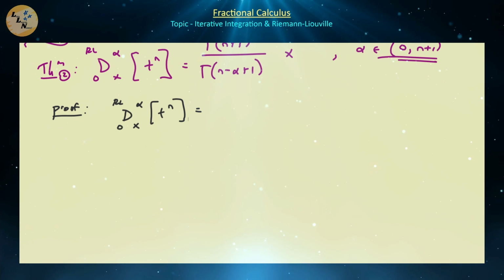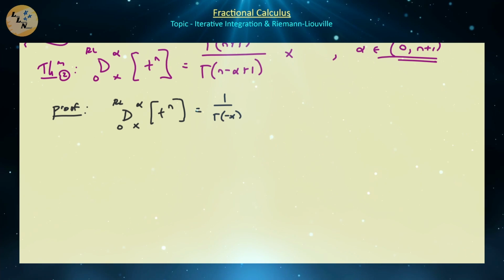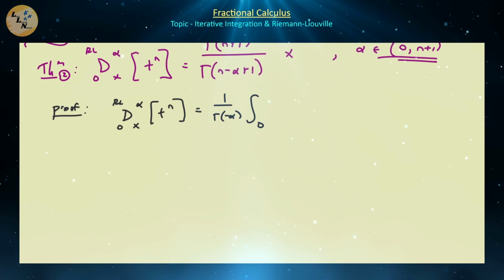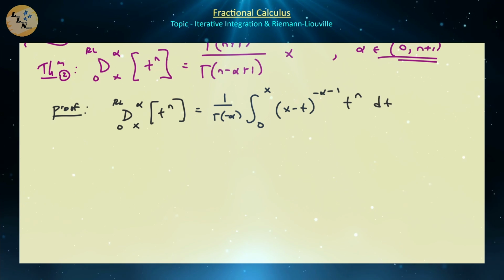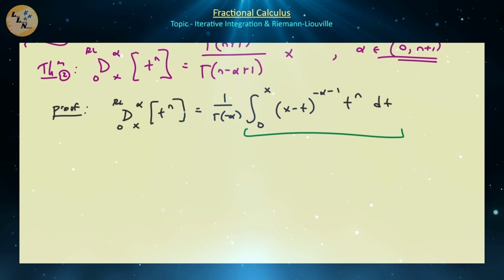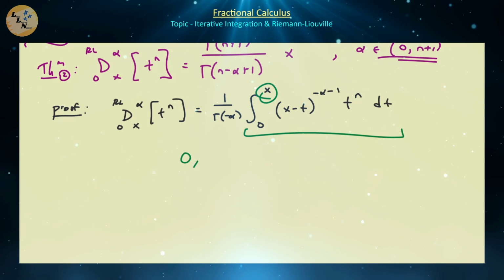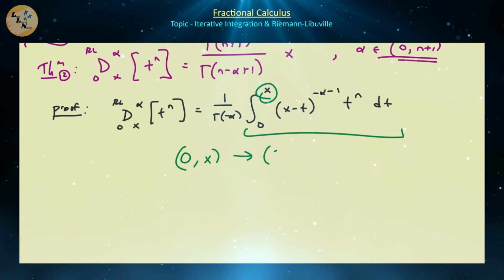So once we look at the definition, that's just going to be equal to 1 over gamma of minus alpha times the integral from 0 to x of (x minus t) to the minus alpha minus 1 times t to the m dt. So what we want is we want this integral to sort of be represented as a beta function. So we somehow need to make that x turn into a 1, right? So we want to send the interval 0 to x, and we want to map it to the interval 0 to 1.